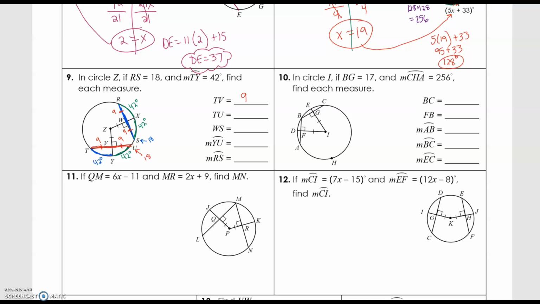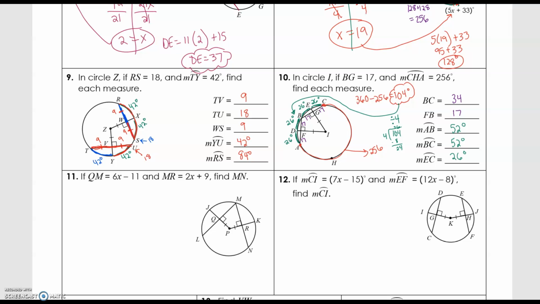TV would be 9. That's right here. TU would be the full thing, which is 18. WS, which is this little part, would be 9. Then it asks us what would arc YU be, which is a little piece, so it's 42. And then RS is this full arc over here, which would be 42 plus 42, so it's 84. All right, you try with number 10.